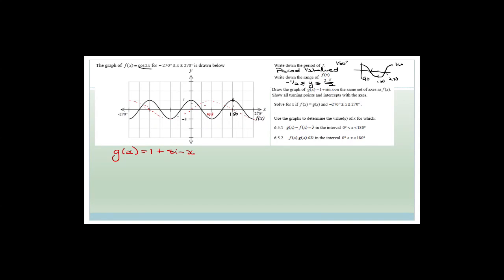But now what's happened is that we've moved it up by one. So where it's normally at 0, it's now at 1. Where it's normally at 1, it's now going to be at 2. Where it's normally at 0, it's now going to be at 1. And where it's normally at minus 1, it's going to be at 0. Ditto, this is going to go up, and this is going to go up, and this is going to go up. So this graph now looks like that. And we can erase the dotted line.